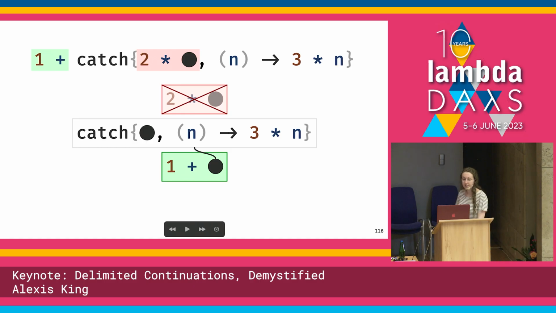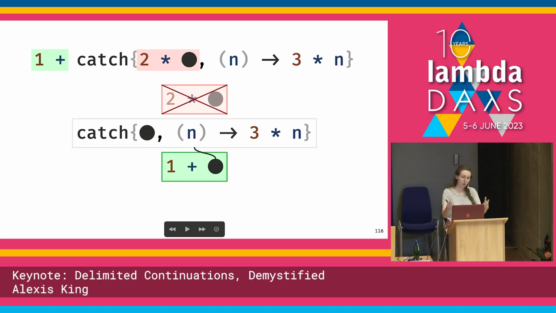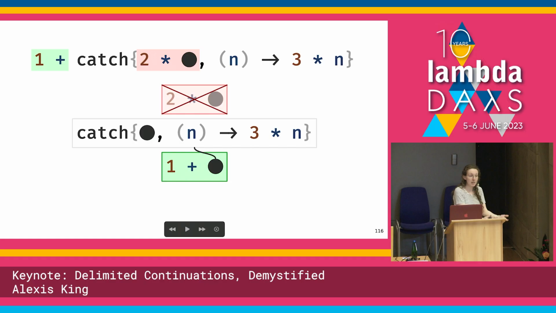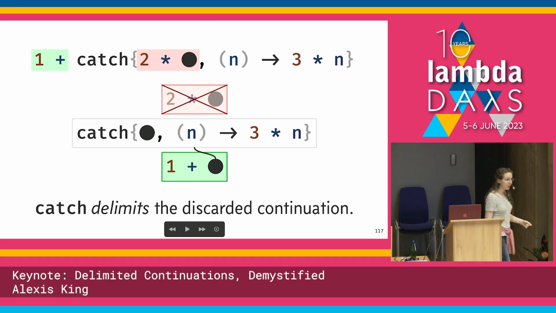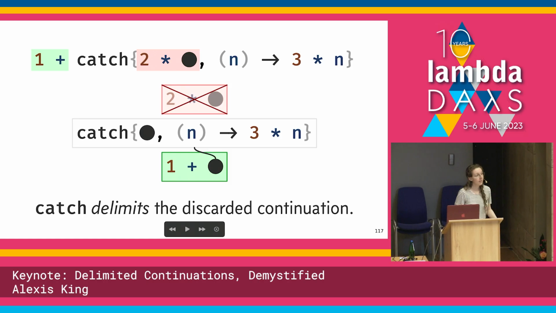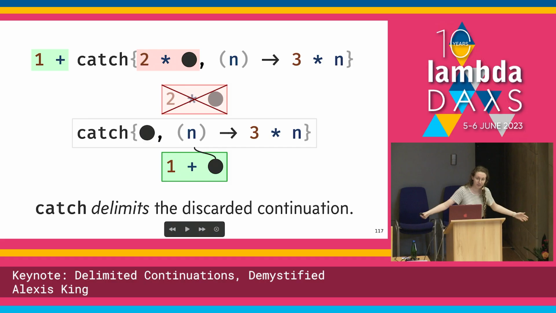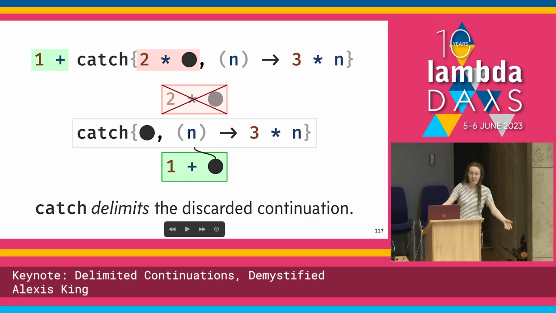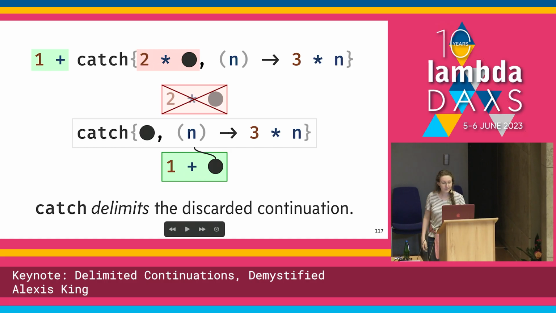Another way of putting this is that this catch form delimits the discarded continuation. And so that inner bit in red that we delete is a delimited continuation. Again, remarkably simple. Doesn't seem very fancy.